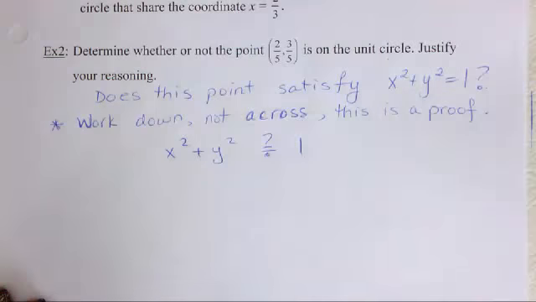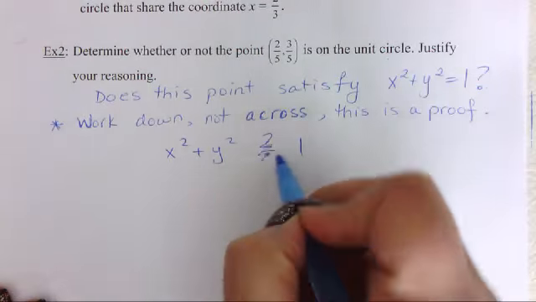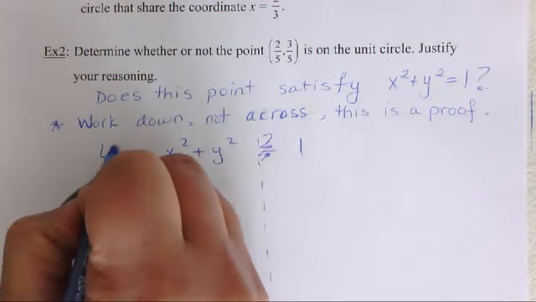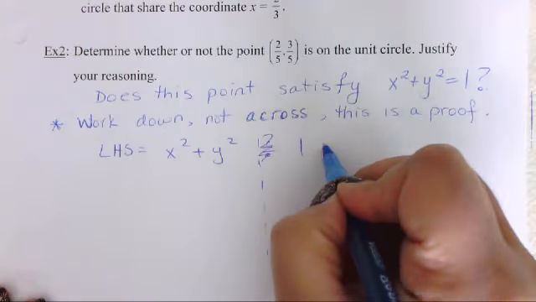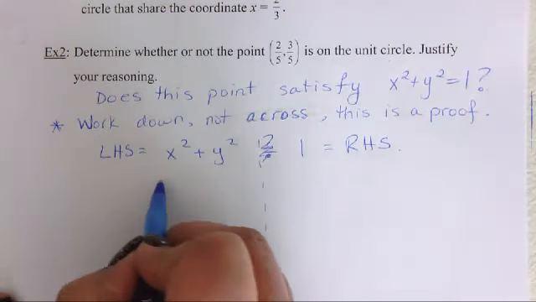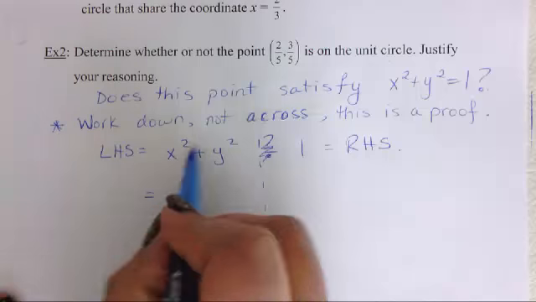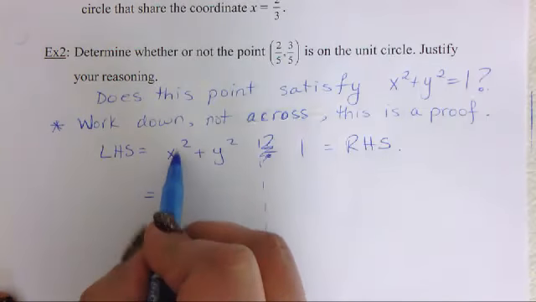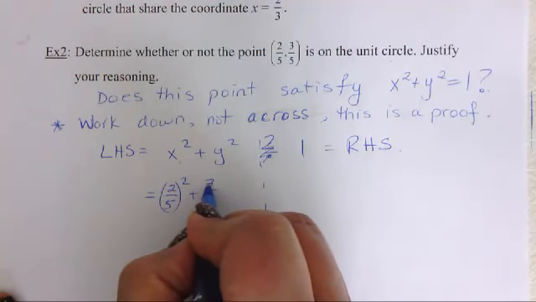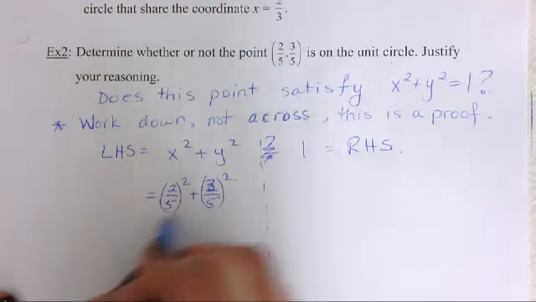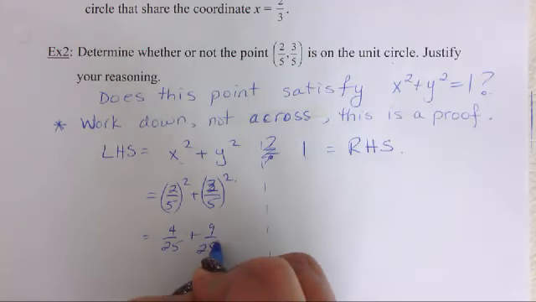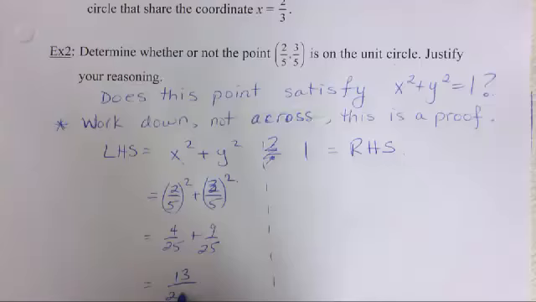Now, we don't know if this is the case or not, right? So I'm not going to use an equal sign. I'm just going to put a dotted line there for now so that I can see whether or not my left-hand side is going to equal my right-hand side. Okay, so my left-hand side, I can continue working on this side. Let's take these values and plug them in here. So I've got (2/5)² plus (3/5)², and that is 4/25 plus 9/25, and that equals 13/25.